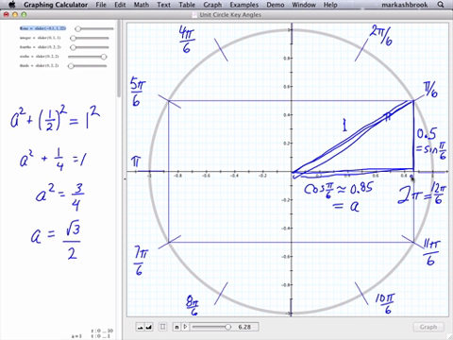Okay, so we expect radical 3 over 2 to be about 0.85. So put it in your calculator. What do you get? As an approximation, radical 3 over 2. 0.866.